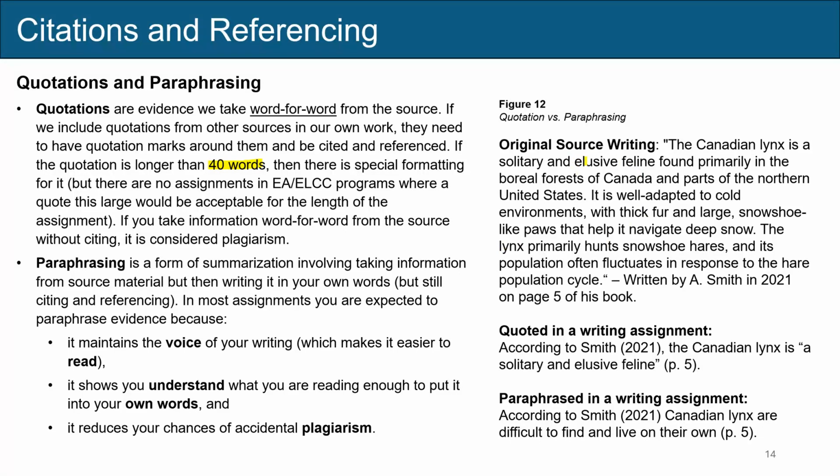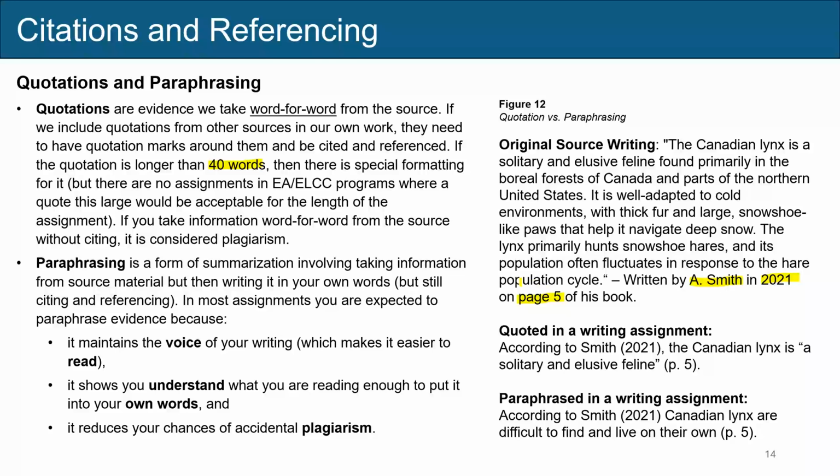So just to compare quotations and paraphrasing, and we'll get some more details on parts of this momentarily, if a source said the Canadian lynx is a solitary and elusive feline found primarily in the boreal forests of Canada and parts of the northern United States. It is well adapted to cold environments with thick fur and large snowshoe-like paws that help it navigate deep snow. The lynx primarily hunts snowshoe hares, and its population often fluctuates in response to the hare population cycle. Now, this is written in a book by A. Smith. It was published in 2021, and this information comes from page 5.